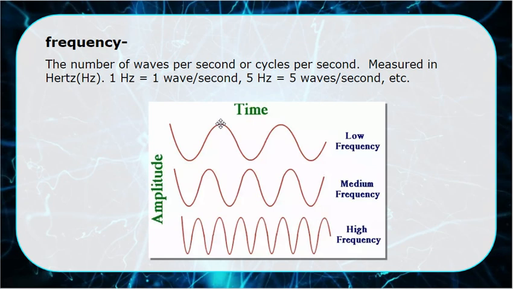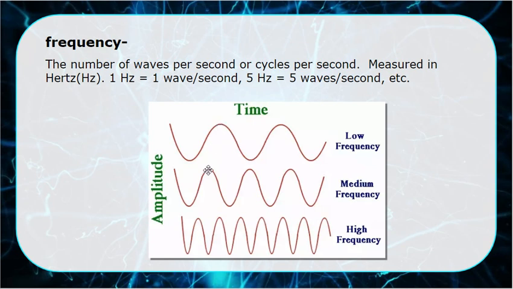It's the number of waves per second or cycles per second. And we measure frequency in units called hertz. 1 hertz is equivalent to 1 wave per second. So if I put my cursor right here, and this wave is moving, and I'm counting, okay, every second, click, click, click, click, every second 1 wave goes by. Well, that's 1 hertz.